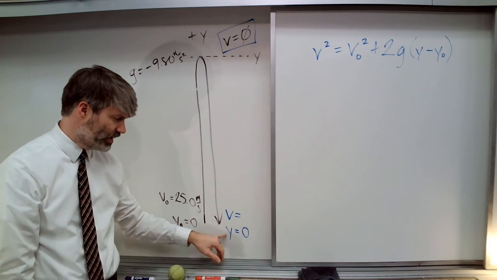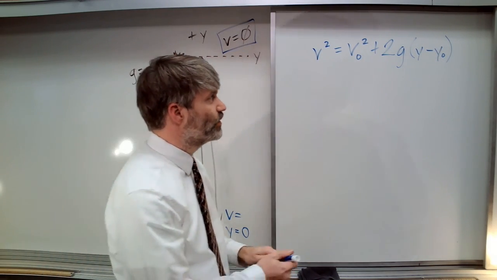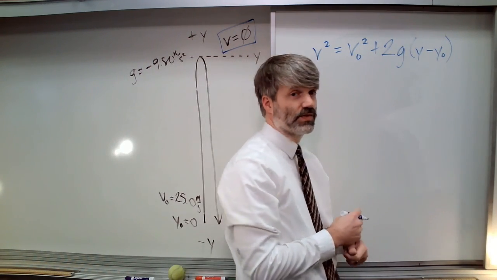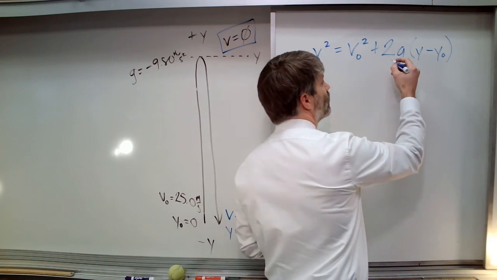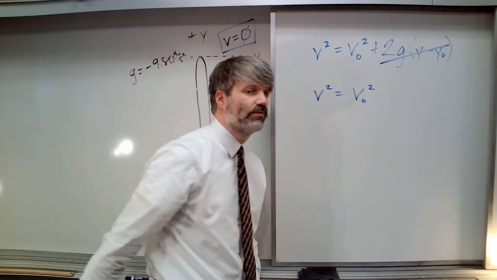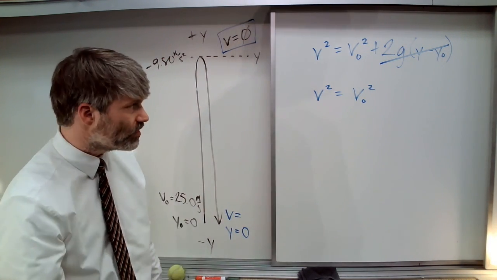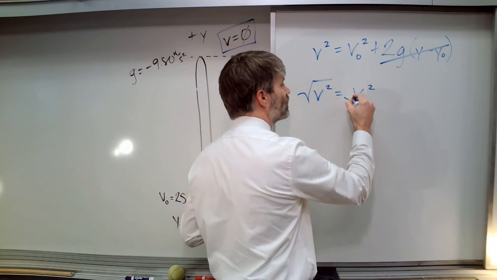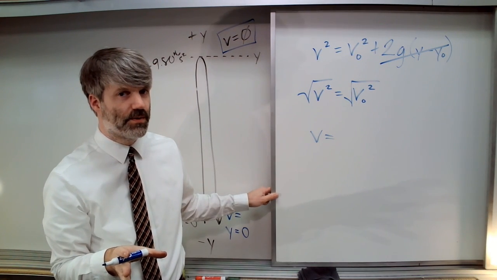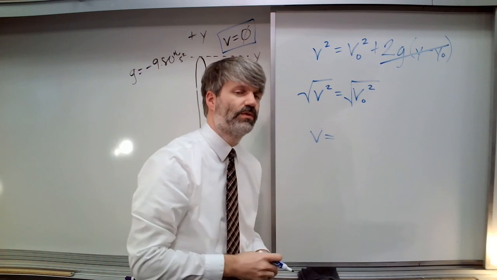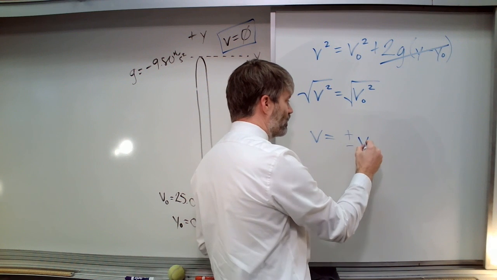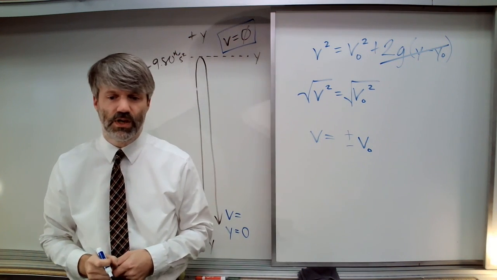So we'll see right away that y minus y naught is going to be 0, and if this part of it is 0, 0 times 2g is also 0, and we can see that v squared is equal to v naught squared. If we take the square root of both of these, we'll see that v is equal to, now we have to be careful here, because technically the square root is going to be positive or negative v naught.